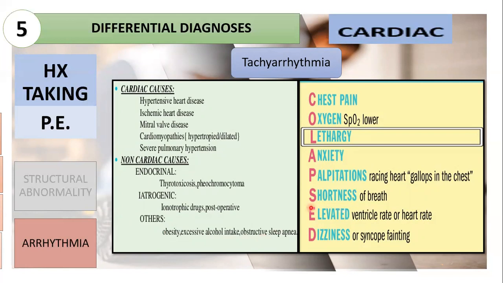For the signs and symptoms, remember the mnemonic COLLAPSE. C for chest pain, O for oxygen, SpO2 is lower, L for lethargy, A for anxiety, P for palpitations, S for shortness of breath, E for elevated ventricular rate or heart rate, and dizziness or syncope, or fainting.